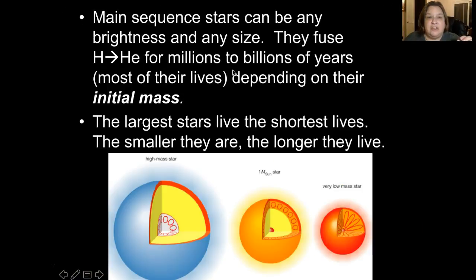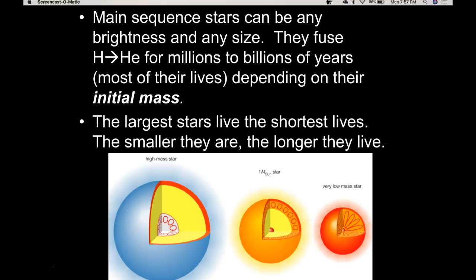So a main sequence star is where stars live most of their lifetime, and they can be any size, they can be any brightness. So supergiant stars can be main sequence stars, and teeny tiny red dwarfs can be main sequence stars. The larger stars actually live the shortest lives because they have more stuff. It's burning a lot faster because it's so much hotter, so it burns through it a lot faster, where the little stars, they don't have very much material, but they're not hot enough to burn very quickly. So large stars live for a very short time, and small stars live for a very long time.